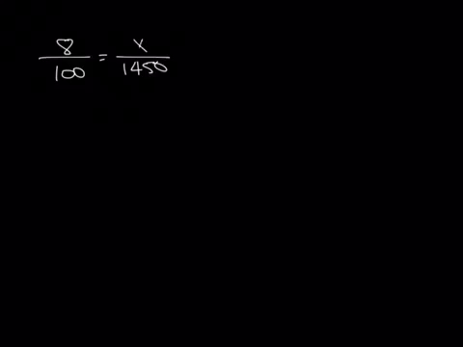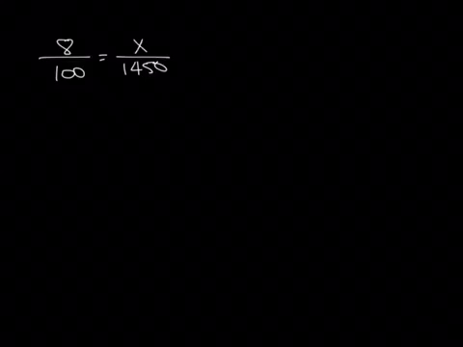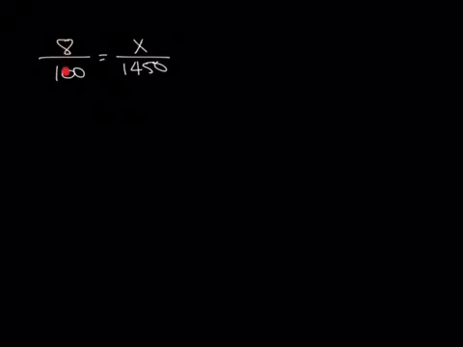And they want to know how many defective parts they're going to have. So if we know that 8 out of every 100 are bad, and you run 1,450 of these, and they want to know how many are bad. Well, we don't know. But we do know it's this ratio. So we put those together and we multiply across like this.